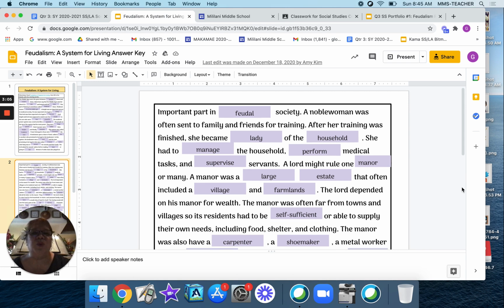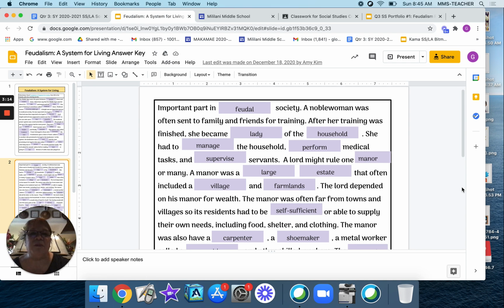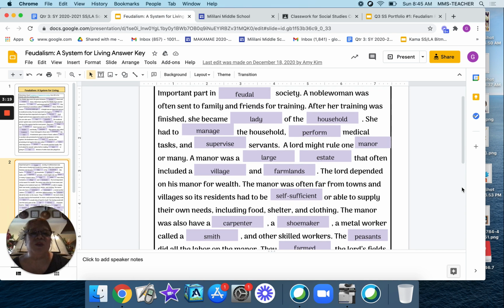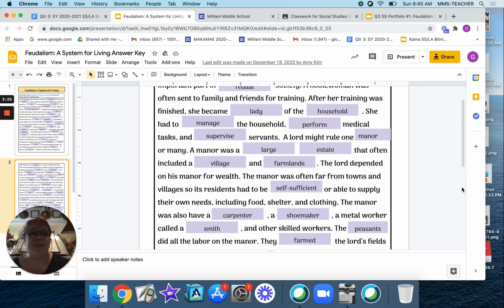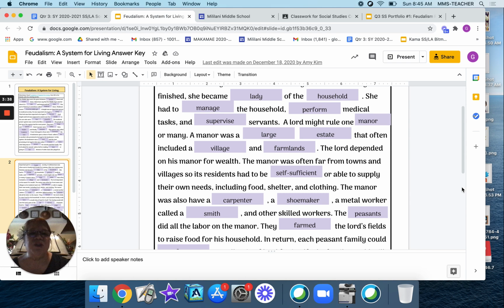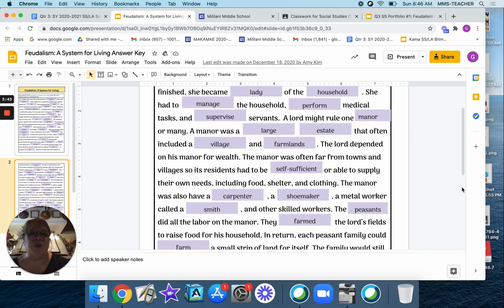A lord might rule one manor or many. A manor was a large estate that often included a village and farmlands. The lord depended on his manor for wealth. The manor was often far from towns and villages, so its residents had to be self-sufficient or able to supply their own needs, including food, shelter, and clothing. The manor would also have a carpenter, a shoemaker, a metal worker called a smith, and other skilled workers.